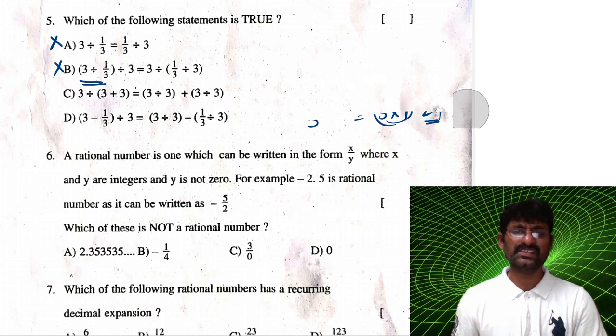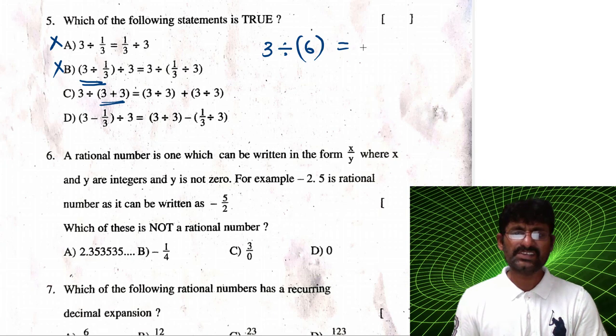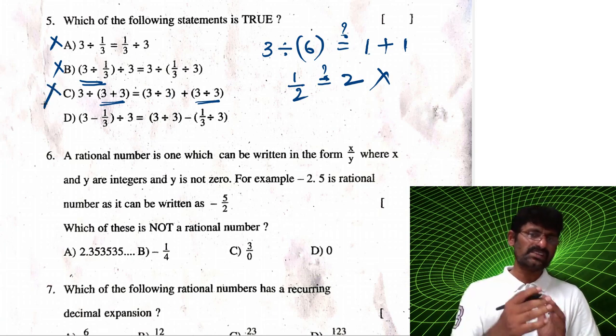Now let us see option C. 3 divided by, within the brackets we have 3 plus 3. 3 plus 3 means 6. Okay, this is equal to, right side we have two brackets actually. 3 divided by 3. We know that 3 divided by 3 is 1. So 1 plus 3 divided by 3 again, so 1 plus 1. So here 3 divided by 6 means that is 1 by 2, which is equal to 1 plus 1, which means 2. So is this correct? No, this is not correct. So option C is also not correct. So the correct answer is option D.